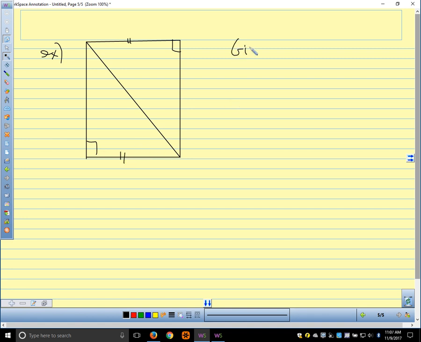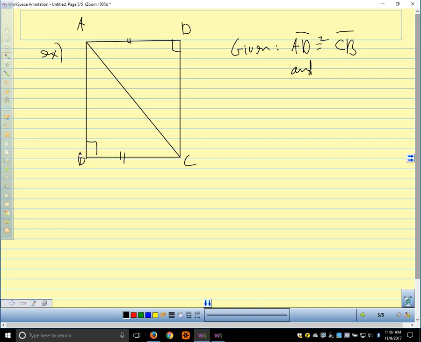And we're going to be given that AD is congruent to CB. And angle D and angle B are right angles. We want to prove that triangle ABC is congruent to triangle CDA.